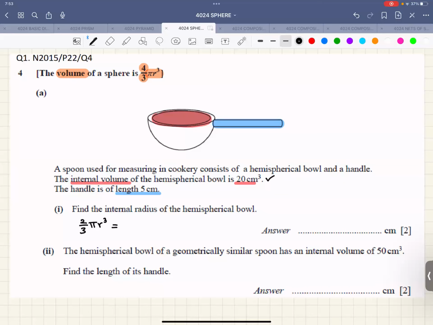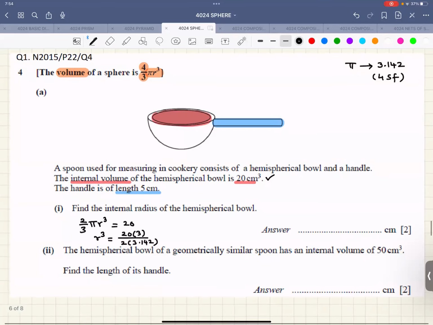It's a paper 2 question. Therefore, make r cube the subject, that is 20 into 3 divided by 2 pi, 2 into 3.142. Now in exam, sometimes the examiner writes it. Otherwise, even if he forgets, use pi as 3.142, correct to 4 significant figure. Don't use the calculator value because that is too much accuracy. You will get troubled by it. So therefore, this is 10 into 3 because 2 and 20 cancel out, divided by 3.142.